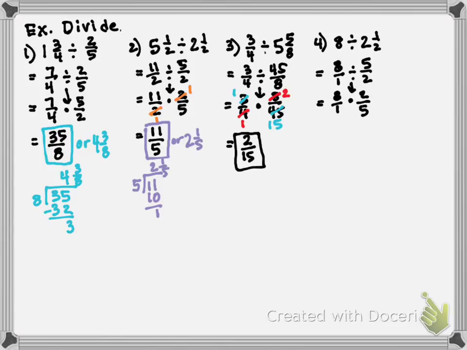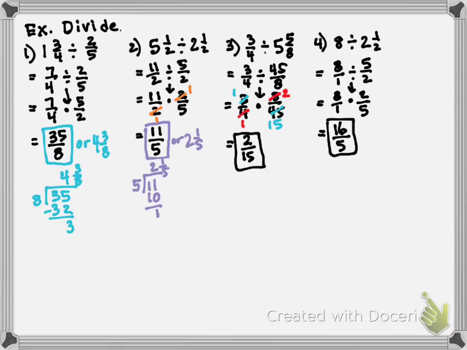fifths. And just when you thought you were going to have something to cancel out, when we did the reciprocal, it went away. So 8 and 5, there's nothing. 2 and 1, there's nothing. 8 and 1, there's nothing. 2 and 5, there's nothing. So we're going to just multiply straight across. 8 times 2 is 16. 1 times 5 is 5. And again, I'm good with that answer.